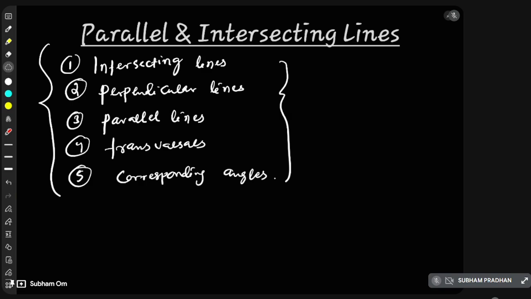So today we will discuss Chapter 5 of the NCERT textbook, Class 7, Parallel and Intersecting Lines. First of all, we will see what intersecting lines are, what perpendicular lines are, what we mean by parallel lines, what we mean by transversals, and what corresponding angles are.